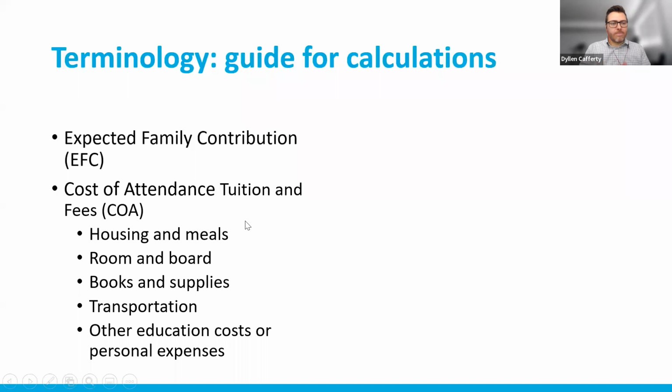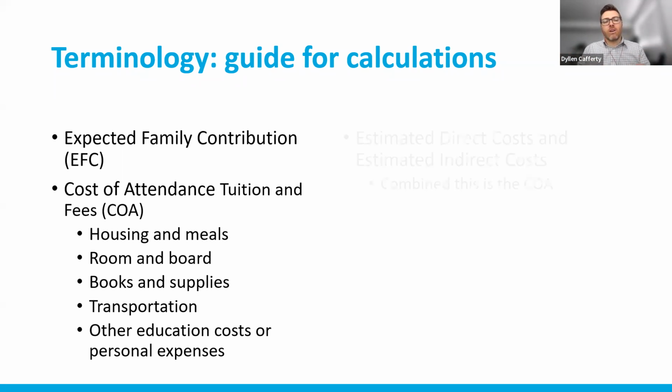Let's see, whoops, too far. Then they're also going to see cost of attendance. I need to update this slide, my bad. And the cost of attendance is going to cover a lot of different things. It's going to have tuition and fees, which should have been a bullet point, housing, meals, room and board, books and supplies, transportation, etc.